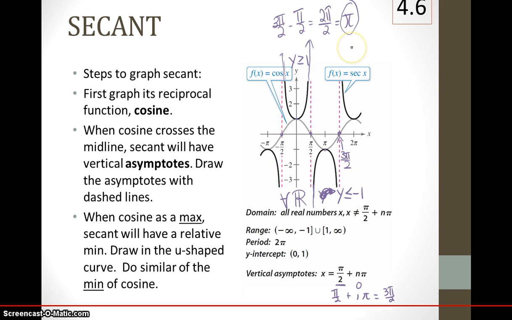If we look at the period of our function, we have to look at the period of the cosine function. In this case, since it's just regular cosine, we know that the period of cosine is 2 pi. And that's going to be the period of our secant function. If our cosine has a different period, that's going to also be the period of our secant function. What's special about the secant function is that it has a y-intercept. It's going to be right here at (0, 1).